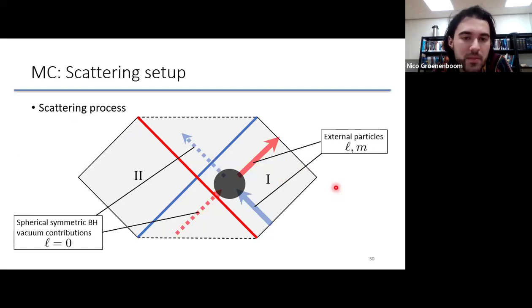So the setup in the scattering is as follows. We have one external particle that comes from asymptotic infinity, that is at some finite LM, and one that is coming out of the black hole, that is interpreted as some kind of spherically symmetric vacuum contribution of the black hole, and so being at L equals 0.